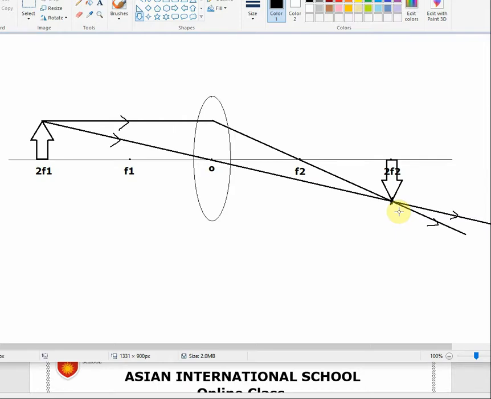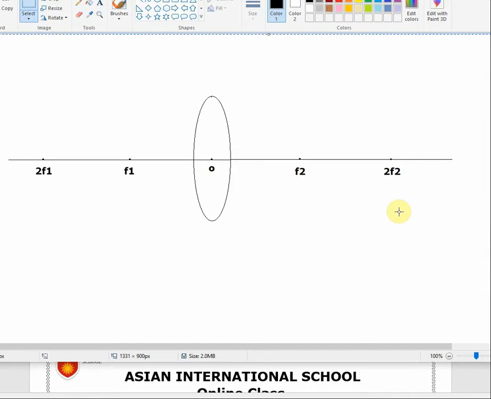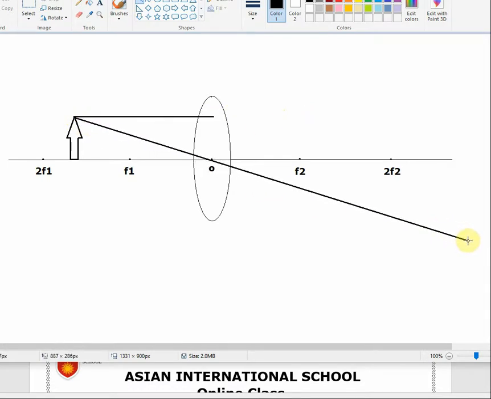Now let's check the next one. Okay, now in this case we will place the object between f1 and 2f1, that is, between the focus and the center of curvature. Okay, this is my object. First light parallel to the principal axis here, second light passing through the optical center.